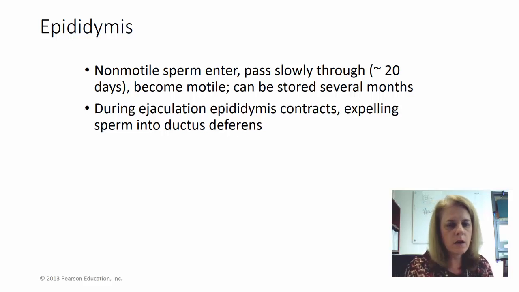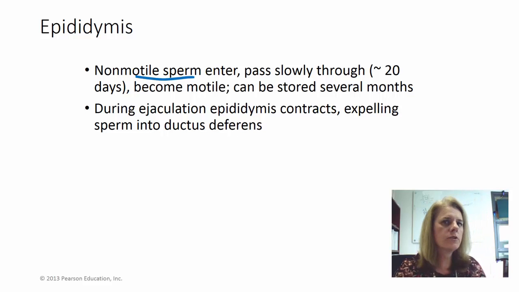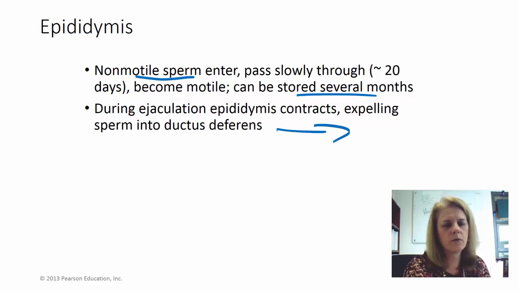So these are going to be non-motile sperm. They're not quite mature. They're ready to go. They just have to be turned on, and that's going to happen during ejaculation. So this is where the sperm are going to be stored for several months until it's time for them to be ejaculated into the vas deferens or the ductus deferens.